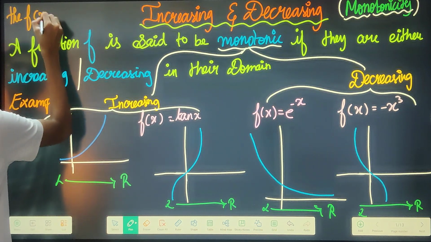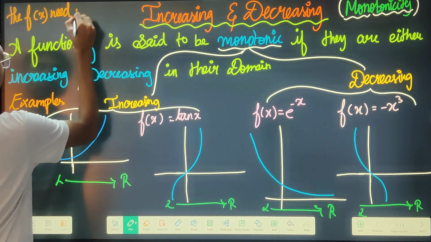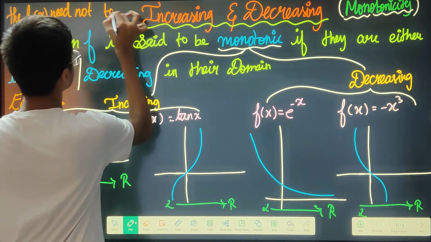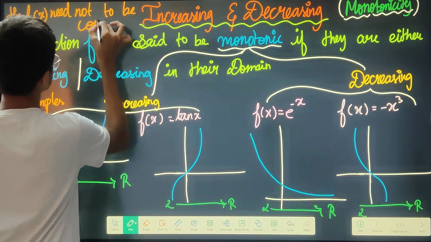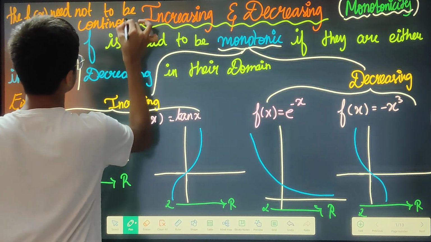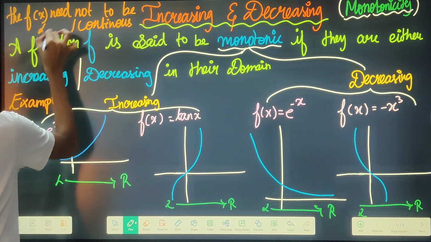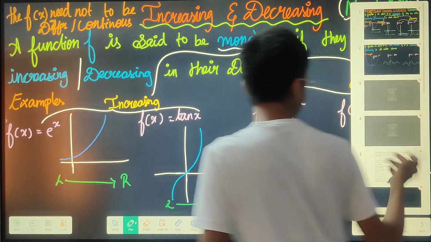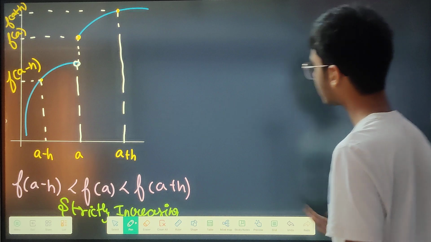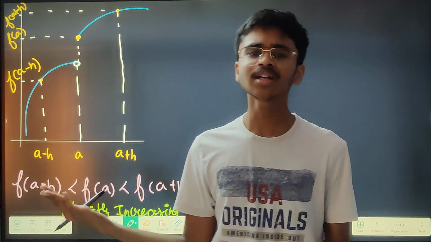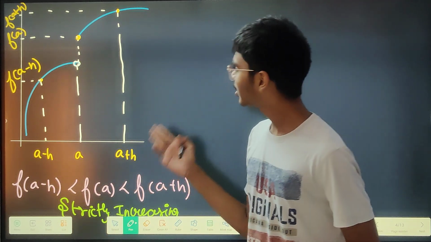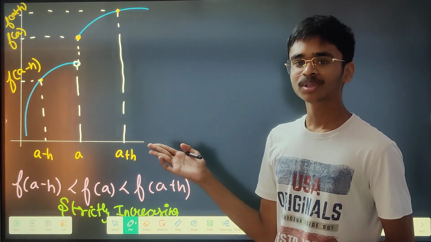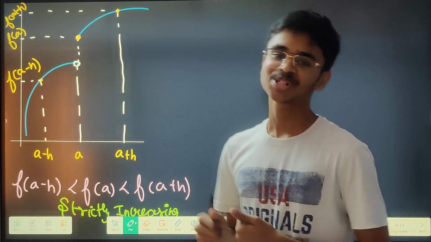The f of x need not to be continuous or differentiable. So here you can see that it is not at all continuous. Here it is not continuous. If it is not continuous now, actually here it does not have a limit at this point. So it is not continuous, and also it is not differentiable.